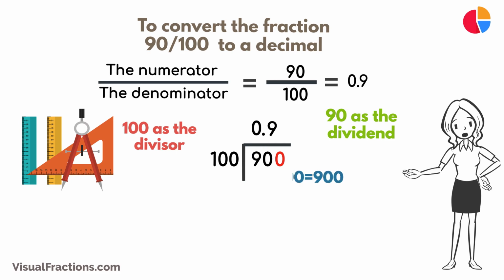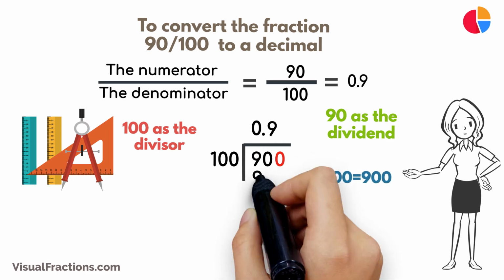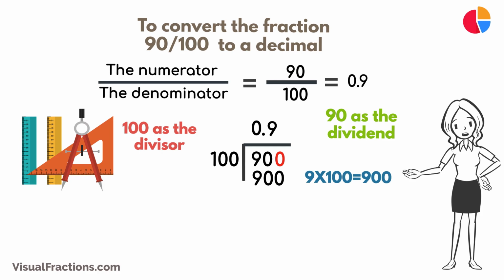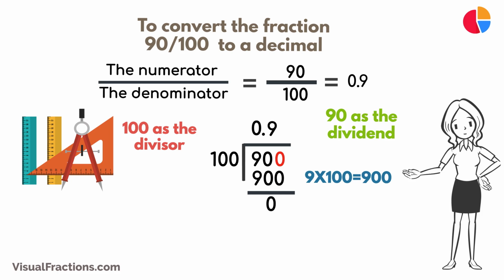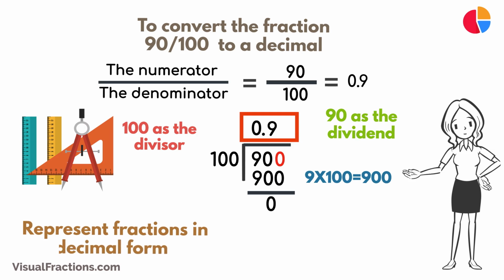Multiplying 9 by 100 gives us 900. When we subtract 900 from 900, we get a remainder of 0. So, there we have it. The fraction 90/100ths converted to a decimal is 0.9. This conversion process demonstrates a straightforward method to understand and represent fractions in decimal form.